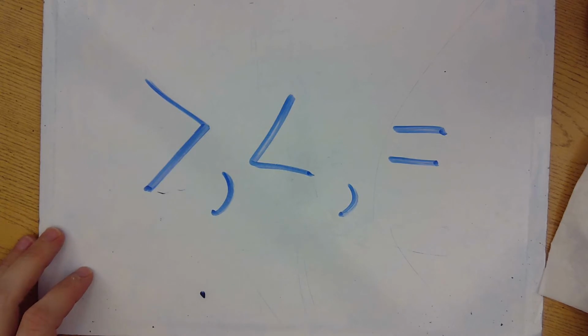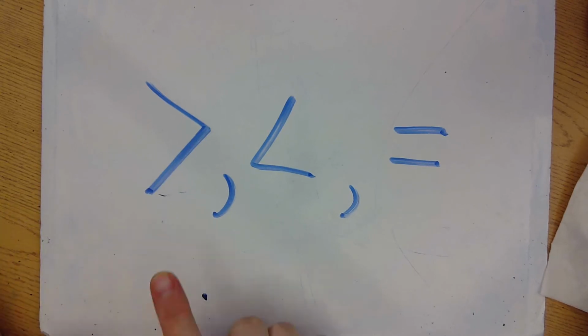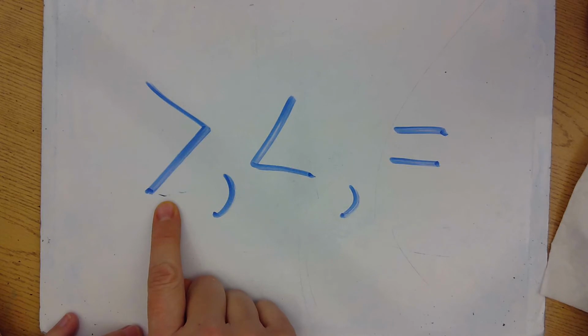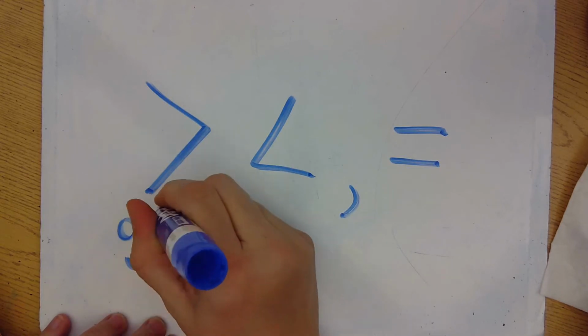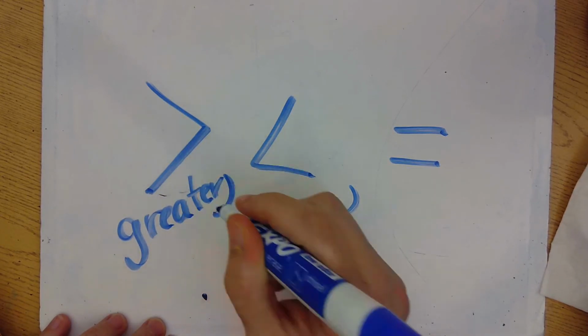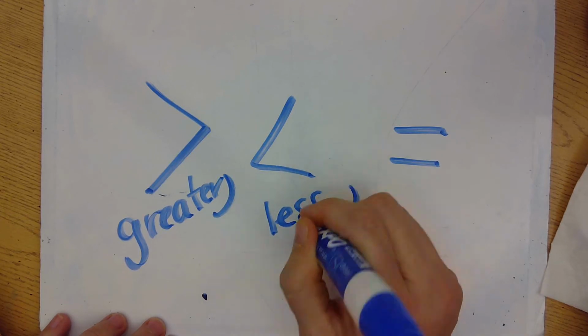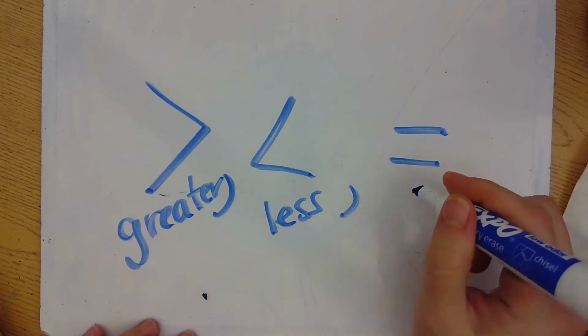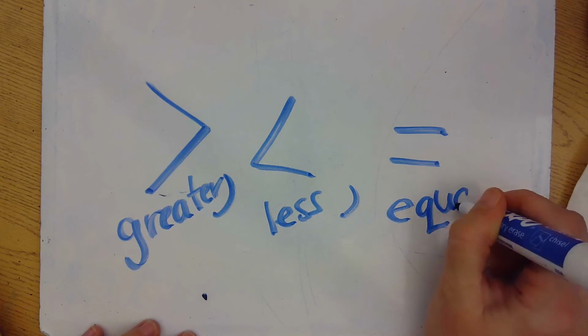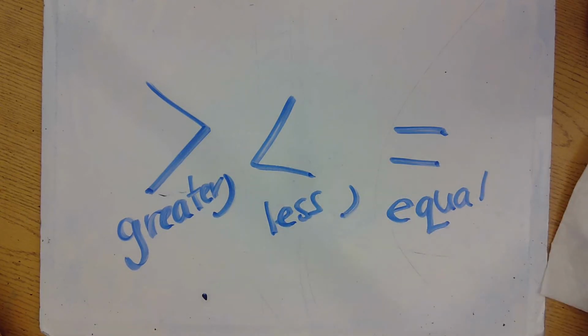Another thing that I would want to remind all of you of are these symbols. This is the greater than symbol. This is the less than symbol. And this is the equal to symbol. So we use these words and these symbols to help us compare numbers. So let's go ahead and look at a couple of numbers and use these symbols in the middle.